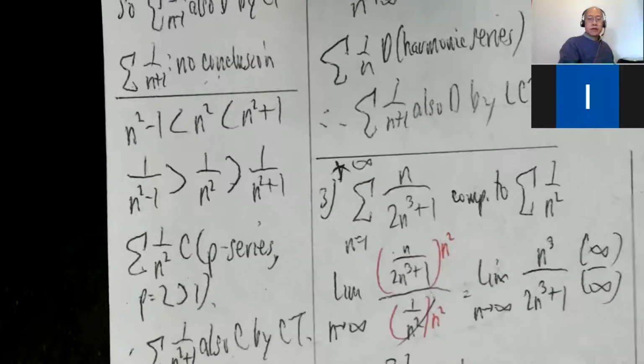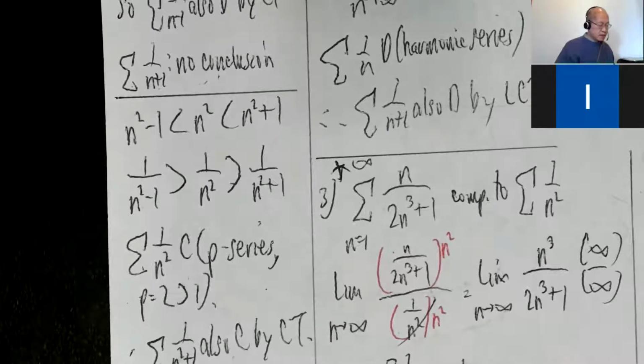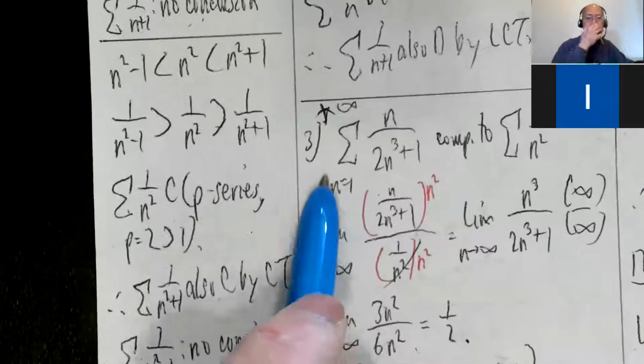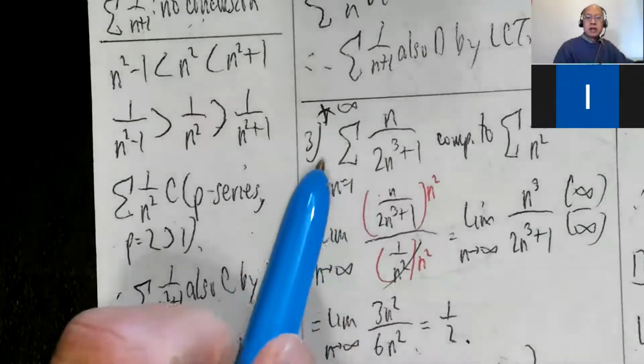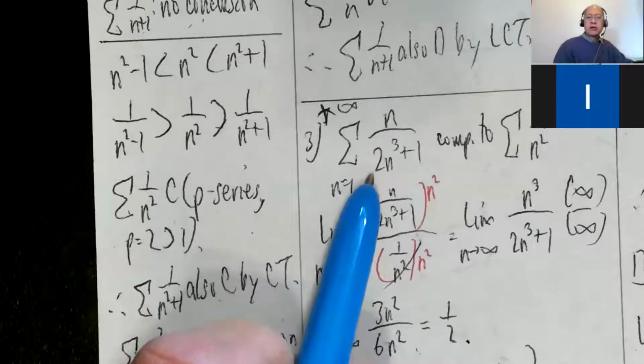Because the first one is supposed to be 3. It's really 3 star, I guess. I'll do this one. 3 star. Summation n equals 1 to infinity of n over 2n cubed plus 1.